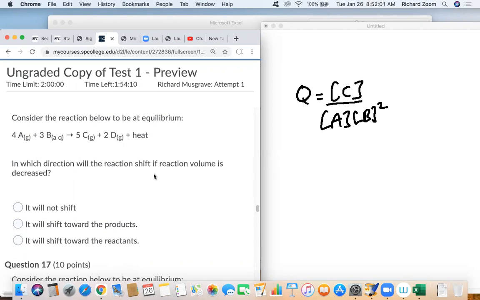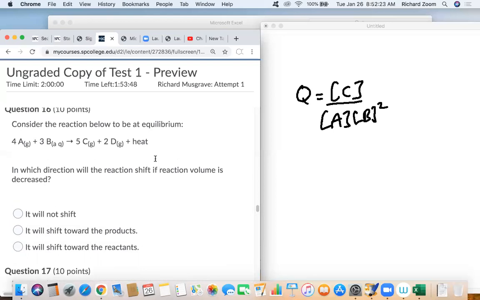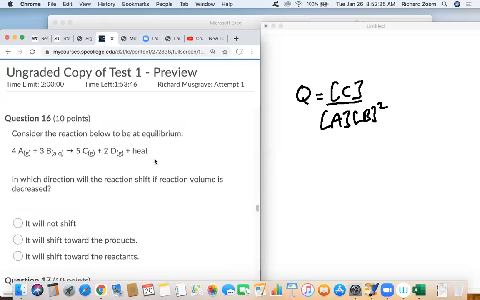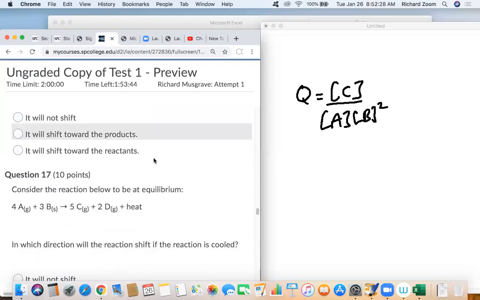Does anybody have any questions? Yeah, so it's really that simple. You just count up the number of gas molecules on each side, and then you look at the process and determine if it's going to go to the side with fewer or more gas molecules. All right, any other questions about number 16? Okay, number 17.